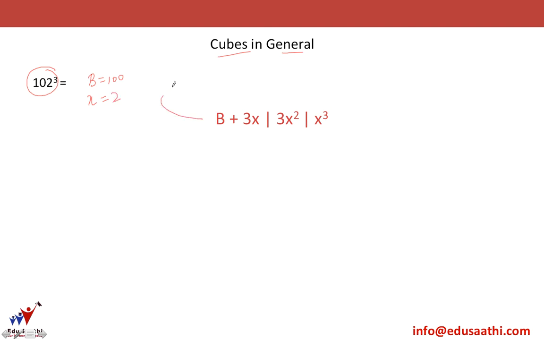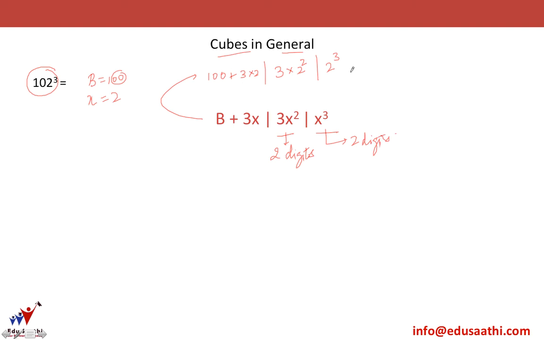So let's find out the answer to this first part here, base plus 3x. So this gives me 100 plus 3 into 2 slash 3x square. So 3 into 2 square slash x cube, which is 2 cube. Now what we have to bear in mind here is that both this place here, x cube and 3x square, should have the number of digits equal to the number of zeros in the base. So I need to have exactly 2 digits here and exactly 2 digits here.